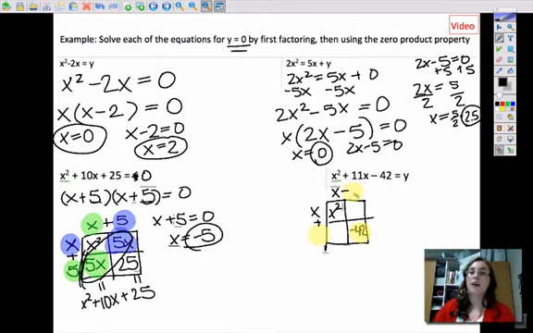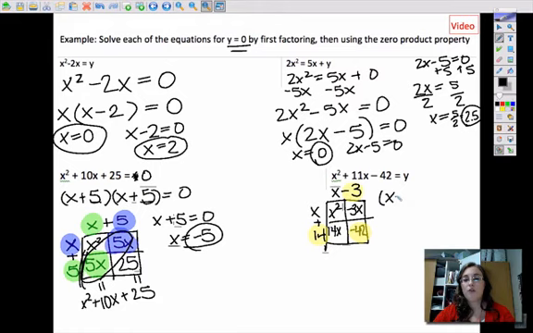Okay, so in this one, I need to multiply to negative 42. So I need to think about the factors of 42 that will have a difference, because one's negative and one's positive, of 11. And I know that those are going to be 3 times 14. So I want the 14 to be positive and the 3 to be negative, because I want my difference to be a positive 11. Because this will give me a negative 3x here and a positive 14x here. So when I multiply and add this all out, this is going to end up giving me x squared plus 11x minus 42, which is the expanded form.